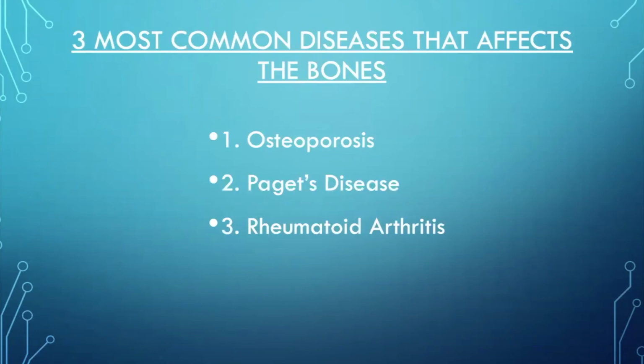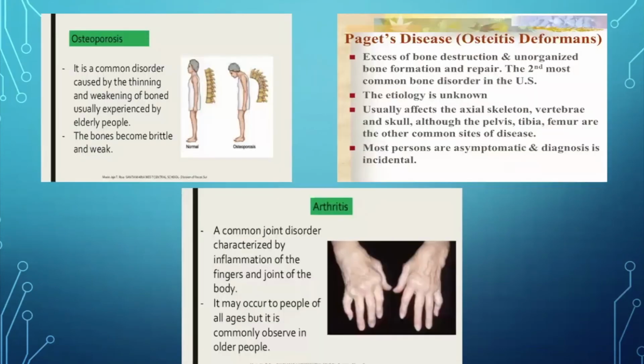The three most common diseases that affect the bone are osteoporosis, Paget's disease, and rheumatoid arthritis. Osteoporosis, which means porous bone, is a disease in which the density and quality of bone are reduced. Bone density problems may occur because the body loses too much bone tissue, makes too little of it, or some combination of both. Paget's disease.